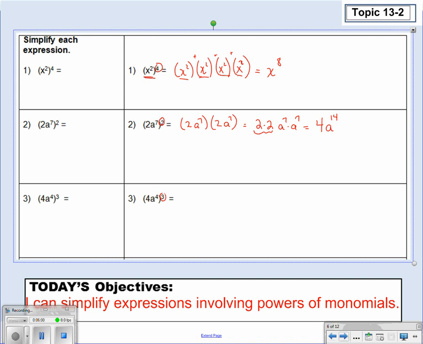Number 3, our exponent on the outside is 3, so we are going to stamp out what's in the parenthesis 3 times. 4a to the 4th, 4a to the 4th, 4a to the 4th. Equals, we have our 4 times 4 times 4, and then a to the 4th times a to the 4th times a to the 4th. 4 times 4 is 16, times 4 is going to be 64. And then our a, 4 plus 4 is 8, plus another 4 is 12.